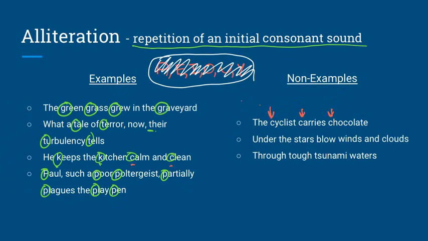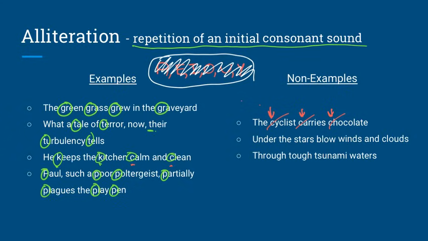So if I didn't know how these C's were voiced, I would assume that it would probably be alliteration because it's the repetition of the same consonant. However, as we've talked about, it is not the same consonant sound. So the cyclist carries chocolate, those don't work. It's not alliteration. Our next one, we're not looking at any sort of different voicing of letters at the initial spot. "The stars blow winds and clouds."